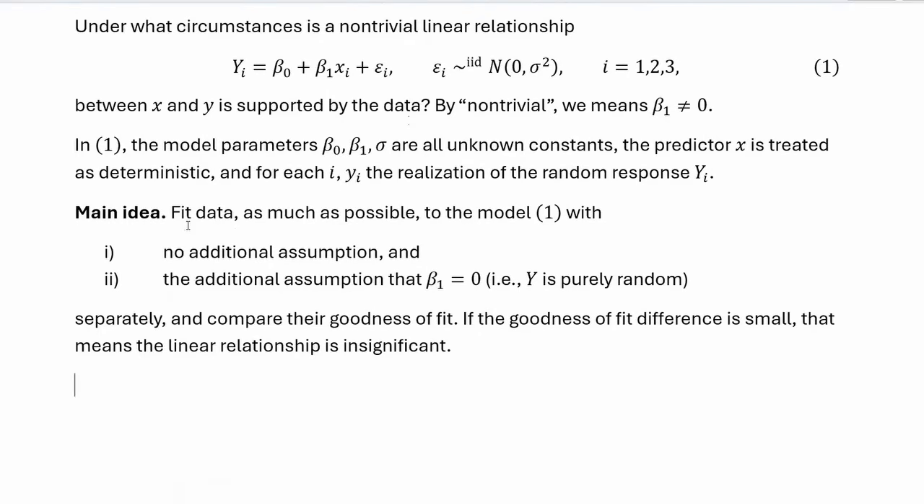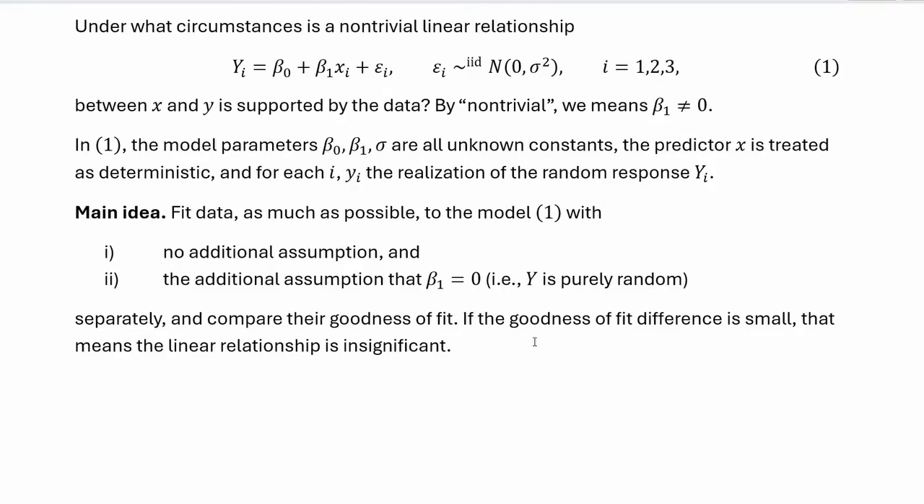To answer a question, we follow the main idea as follows. We're going to fit the data as much as possible to model 1, first with no additional assumption, and second with the additional assumption that beta 1 is 0, i.e. y is purely random. We fit these two models separately and compare their goodness of fit. If the goodness of fit difference is small, that means the linear relationship is insignificant.